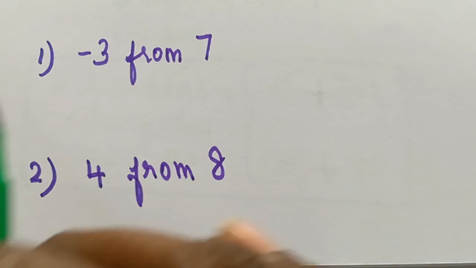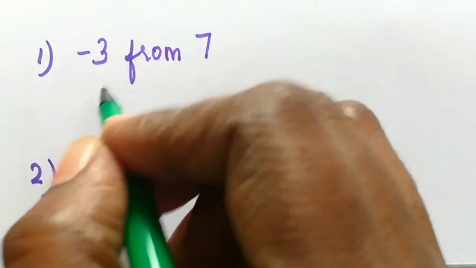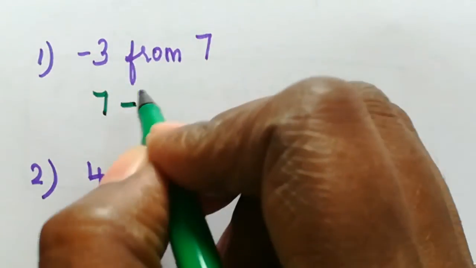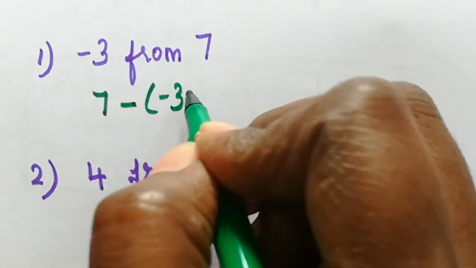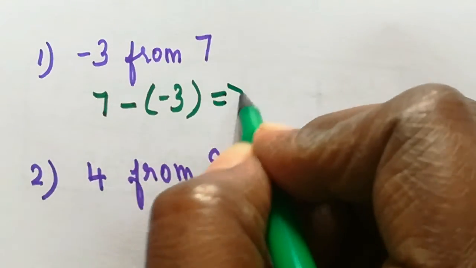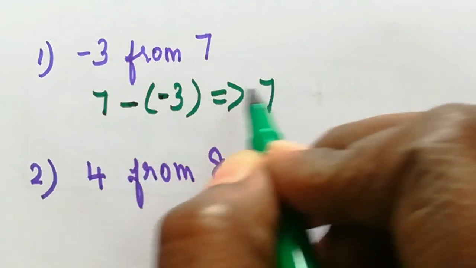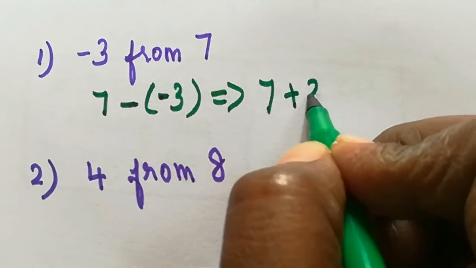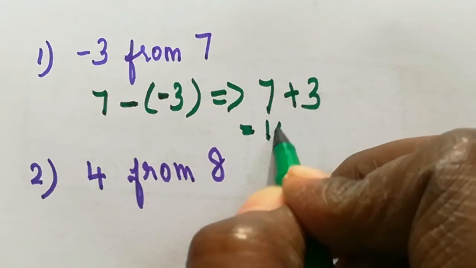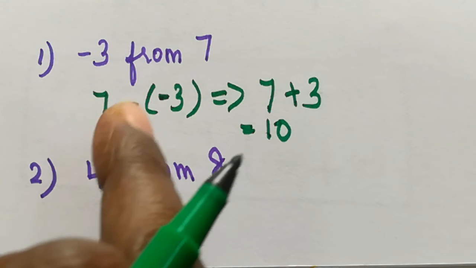We have to subtract minus 3 from 7. So how will you write? From 7, we have to take away minus 3, isn't it? So how does it become? 7 minus of minus, it becomes plus 3. So what's the answer? 10. You can check this on the number line.